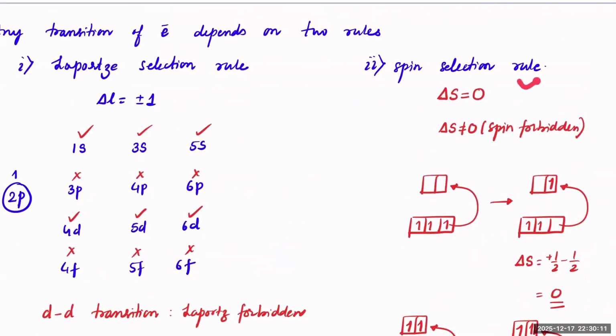Second, the spin selection rule, which means delta S is 0. What does that mean? That means if an electron jumps from a lower orbital to a higher orbital and its spin change is not observed, that means earlier if it has plus half as a spin, and after the excitation also it is maintaining plus half, then what is the difference in the spin? Zero. If the difference in the spin is zero, then we say it is following the spin selection rule.